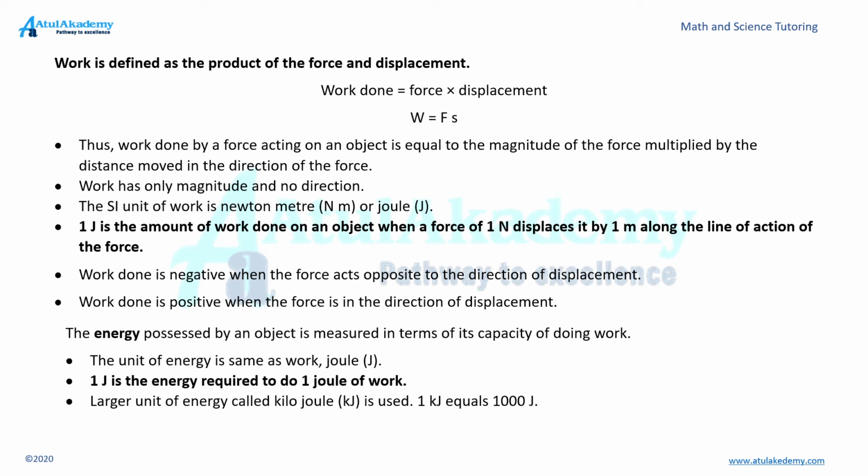Energy. So energy is, as we all know, the capacity of doing work. Again, the unit of energy is the same as that of work, which is joule. 1 joule is the energy required to do 1 joule of work. Larger units of energy are also there, kilojoules, which is 1000 joule. So now let me tell you one thing. These definitions of 1 joule, 1 Newton, work done, 1 Newton of force, 1 joule of work done, all these are very important.